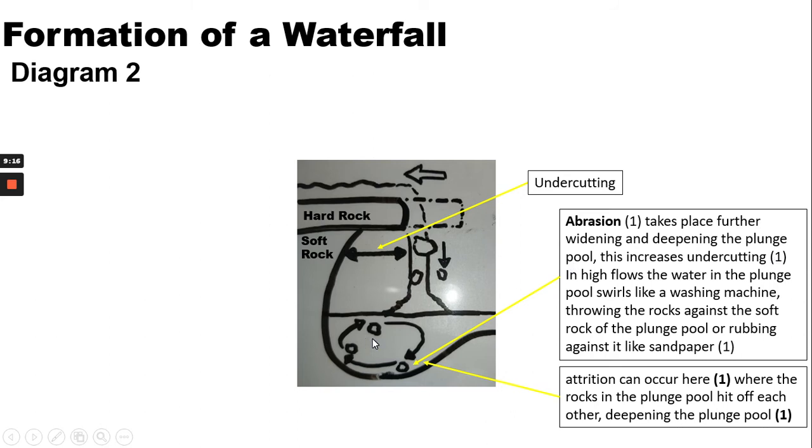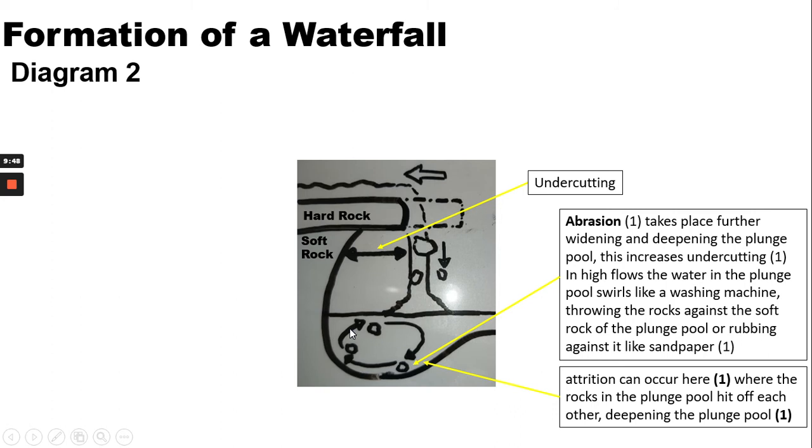So this is where it works. I haven't explained how it works. So how does it work? In high flows, the water, in other words floods, the water in the plunge pool, there's more of it coming over the edge, it swirls around like a washing machine. And what that does is it throws rocks against the soft rock. So you can imagine my cursor going and smashing into this soft rock here. And by doing that, it's causing a rubbing or sandpaper sort of action against the side and causing that widening and deepening.